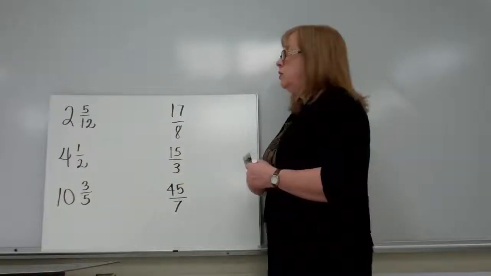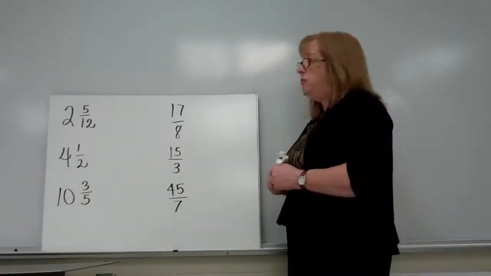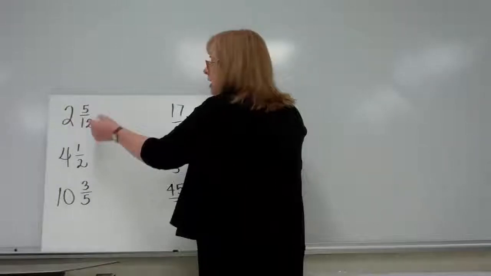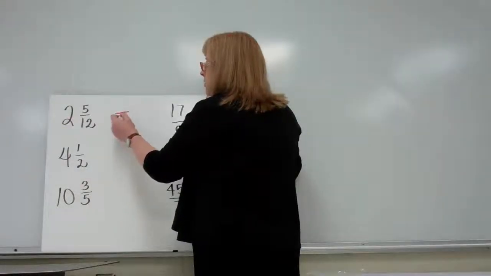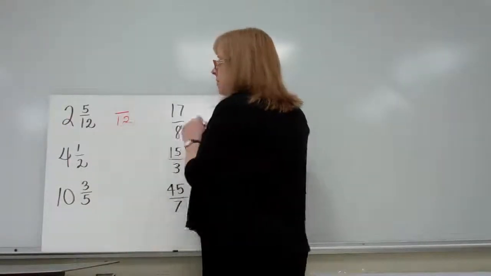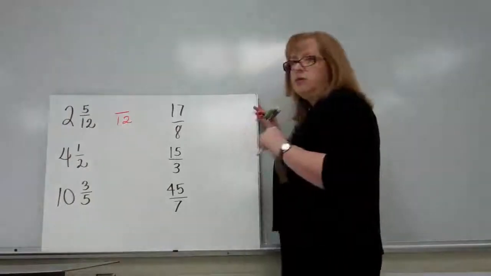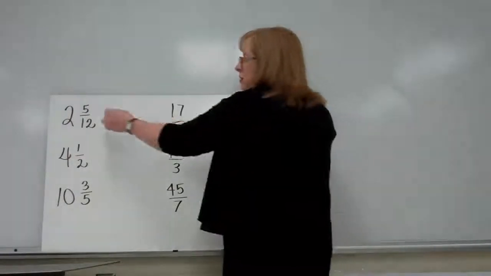These are mixed numbers and we want to be able to change them to improper fractions. We're going to keep the same denominator. So first of all, nothing changes there. Alright, but this is how we do it. The 2 is made up of really 12 twelfths.